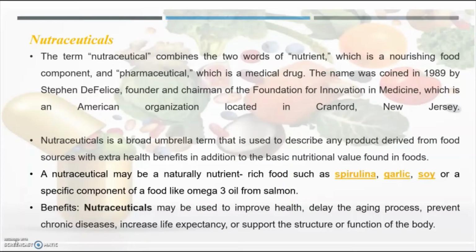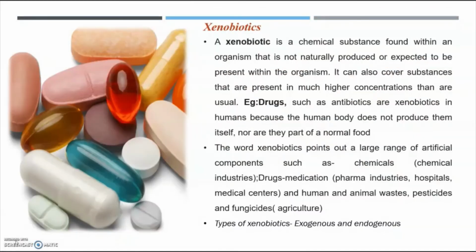A nutraceutical may be a naturally nutrient-rich food such as spirulina, garlic, soy, or a specific component of a food like omega-3 oil from salmon. So we can say these are a few examples of nutraceuticals. Now, what are the benefits of nutraceuticals? They help to improve health, delay the aging process, prevent chronic diseases, increase life expectancy, or support the structure or function of the body.